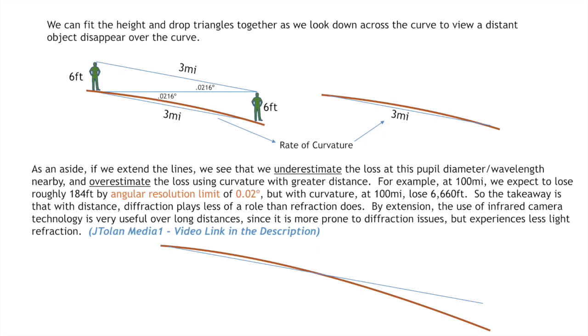feet at 100 miles. By extension, the use of infrared camera technology is very useful over long distances since it is more prone to diffraction issues but experiences less refraction at the same time. So because refraction does play a decent sized role, the infrared camera technology is proving to be a very good tool to view these distant objects, which again do not have anywhere near the expected rate of loss, such as 600 and 6,000 feet of loss at 100 miles. It just doesn't exist.